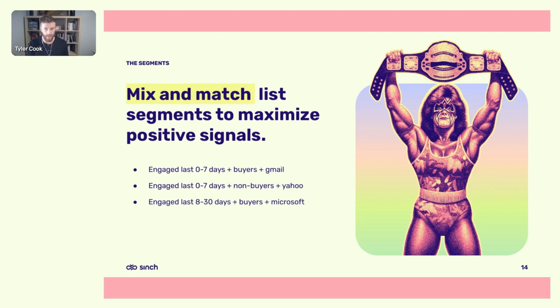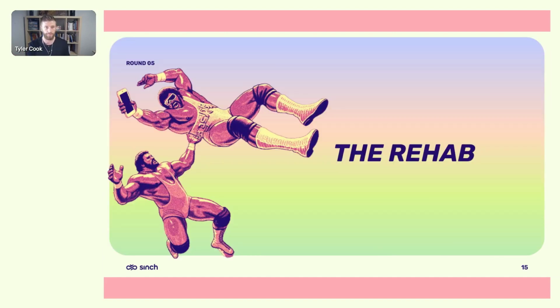Now compare that segment to a segment of non-buyers who haven't opened an email from you in the last, let's say 365 days. Just even taking those two, they haven't opened an email from you in the last 365 days, a year, and they haven't purchased anything. It's going to be hard to get a positive signal out of that group of people, right? So we want to mix and match the list segments to maximize these positive signals, because the accumulation of those positive signals is what builds up and or rehabilitates your sender reputation.